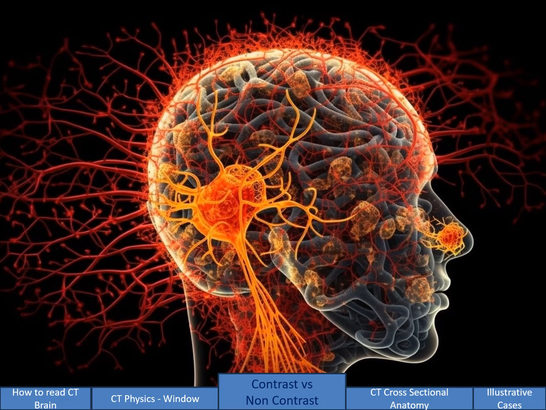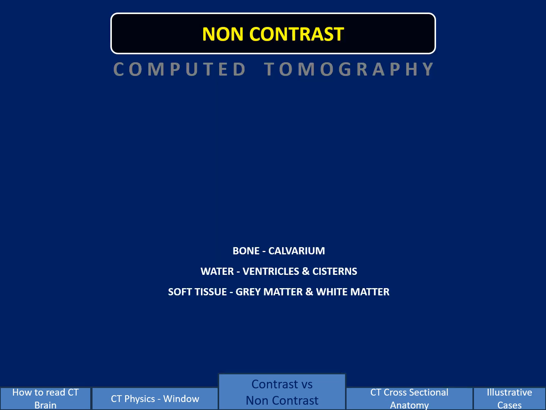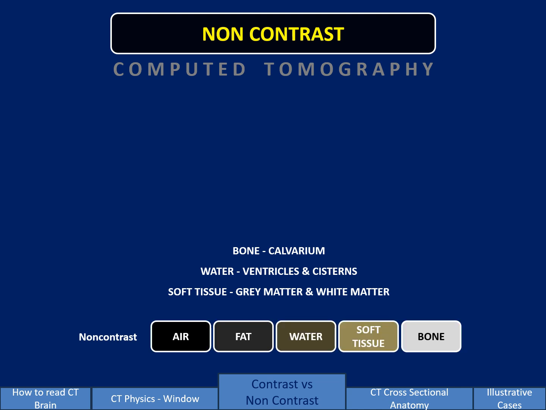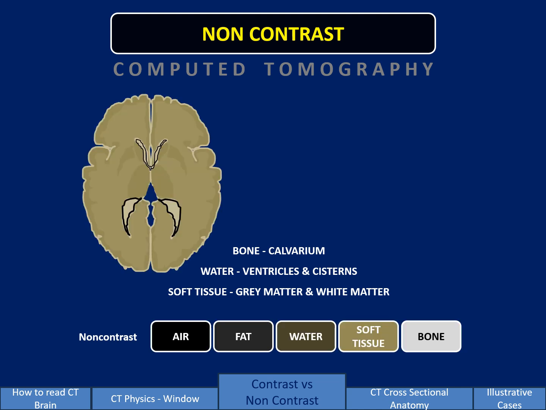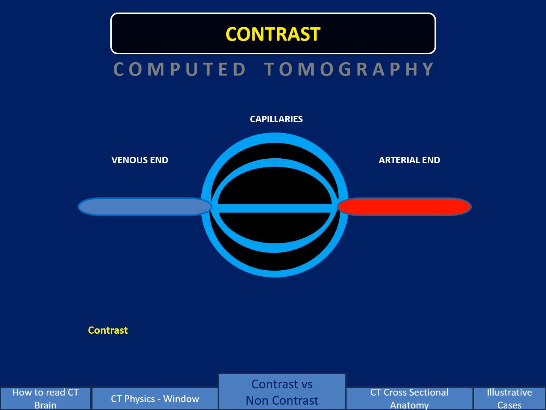Coming to the third thing, when do we give contrast and when do we give non-contrast? In a normal non-contrast CT brain, we see these 5 densities which we talked about earlier, namely the brain tissue, the calvarium, the water, and the soft tissue. But we won't be able to appreciate the differentiation between the soft tissues better. That is when we start giving contrast.